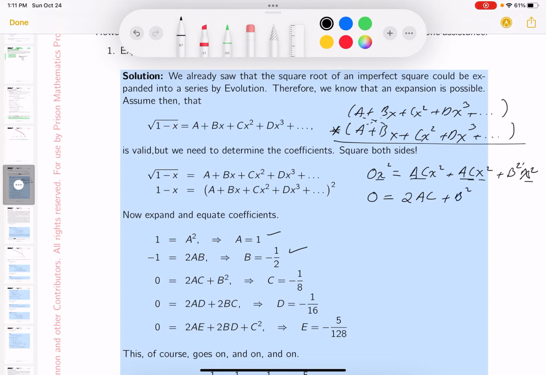Now, again, you have to work your way backwards here. I'm trying to find out what c is. 2, a is 1. I do not know what c is. And what was b? B was minus 1/2, right? So you get 1/4. Again, 0 equals 2c plus 1/4. Multiply both sides by 4. And I think it's pretty easy to determine what this is now. C is minus 1/8. And again, so forth and so on.